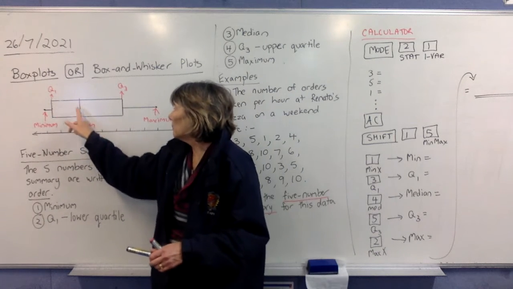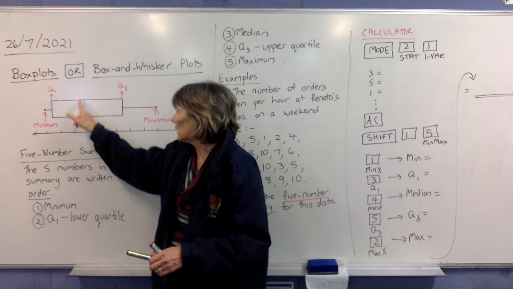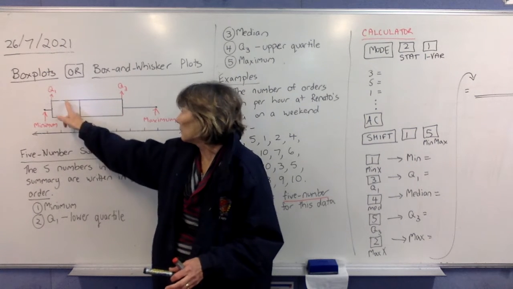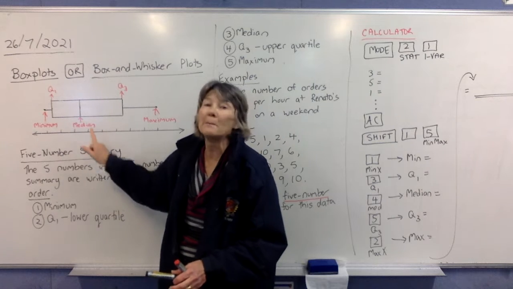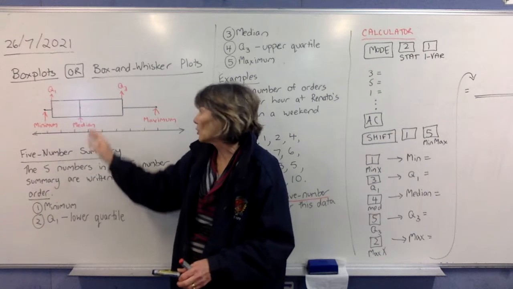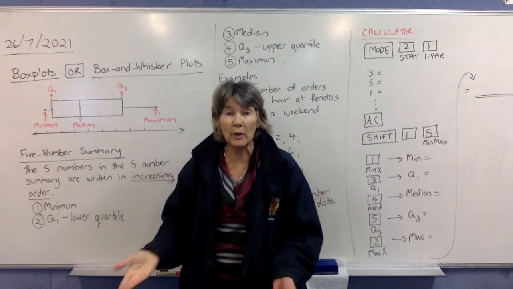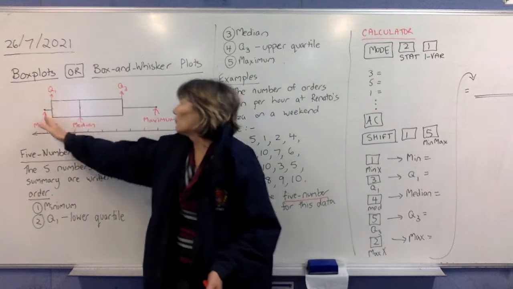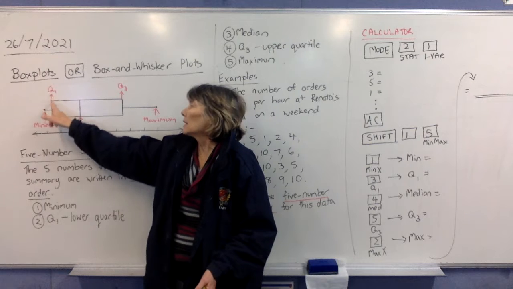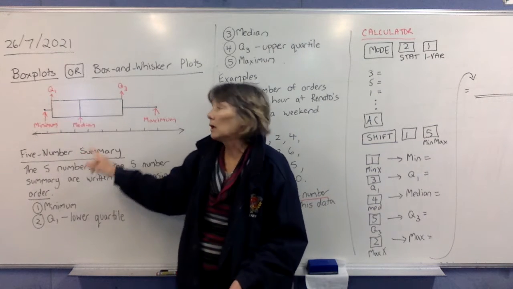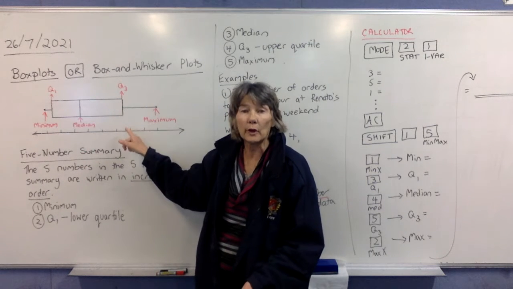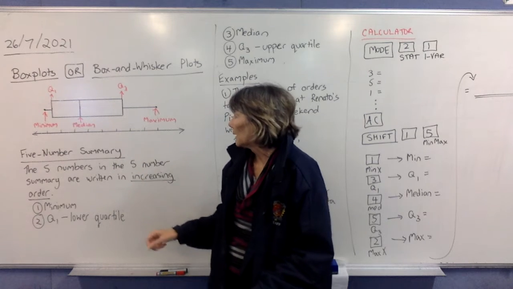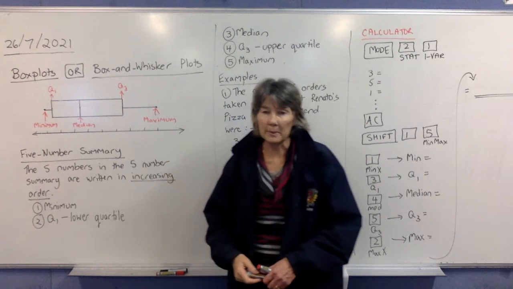In the box there'll be a line, not in the middle necessarily, it can be anywhere in the box, but that is your median. That's your median, or your middle score if all the scores were arranged in order. The two ends of the box itself, this end is Q1, the lower quartile, and this end here is Q3, the upper quartile. Now we do something called a 5-number summary.